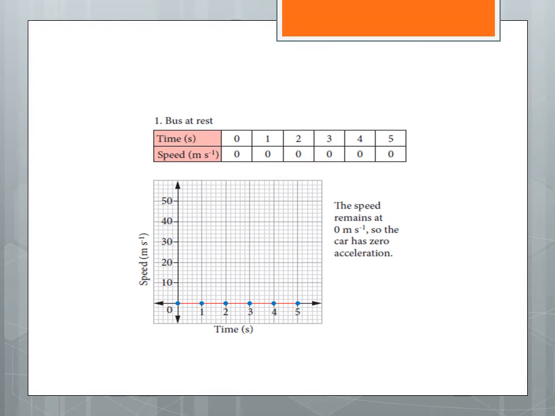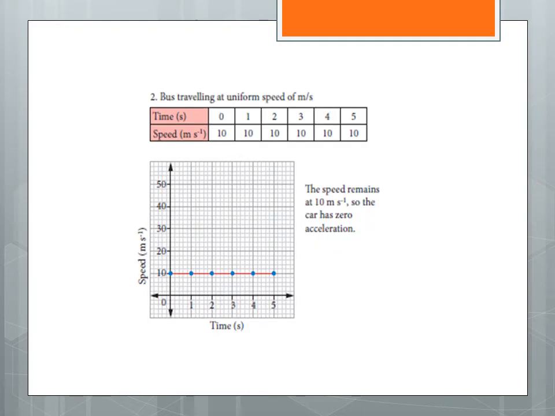When the bus is at rest, time in seconds 0, 1, 2, 3, 4, 5, speed is all 0. So the speed remains at 0 ms minus 1. So the bus has 0 acceleration. It has not moved at all. So it is at rest.